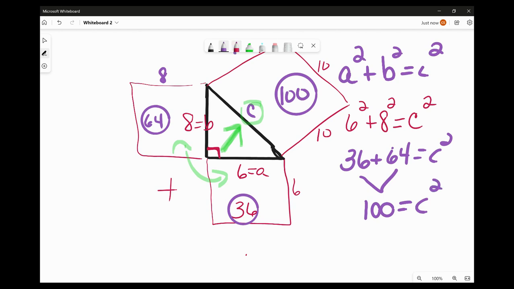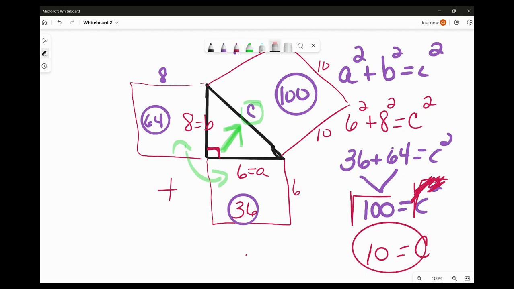Now, I'm not done yet, because I don't want to know C squared. I want to know the side length, which is C. In order to find the side length, I'm going to take the square root of both sides. Remember that squaring something and the square root are inverse operations, and those cancel out, and I'm just left with C over here. The square root of 100 is 10. And that's how I would get that. So we're going to do another problem.